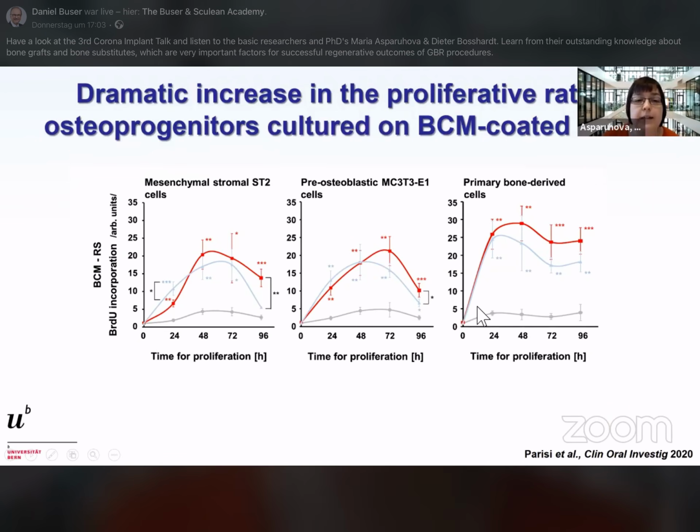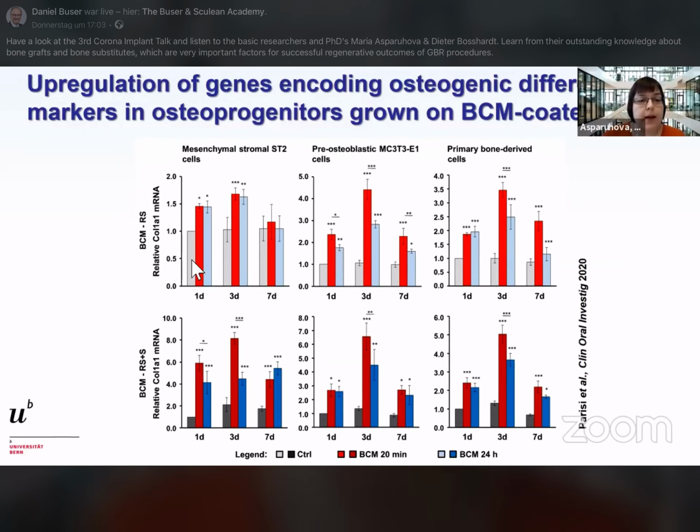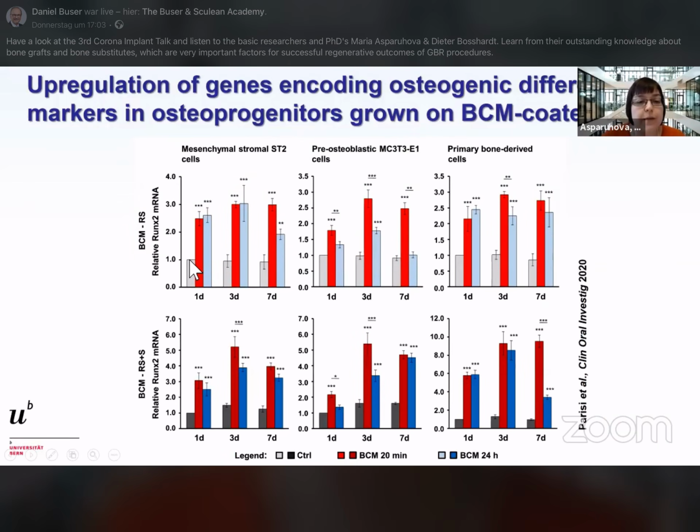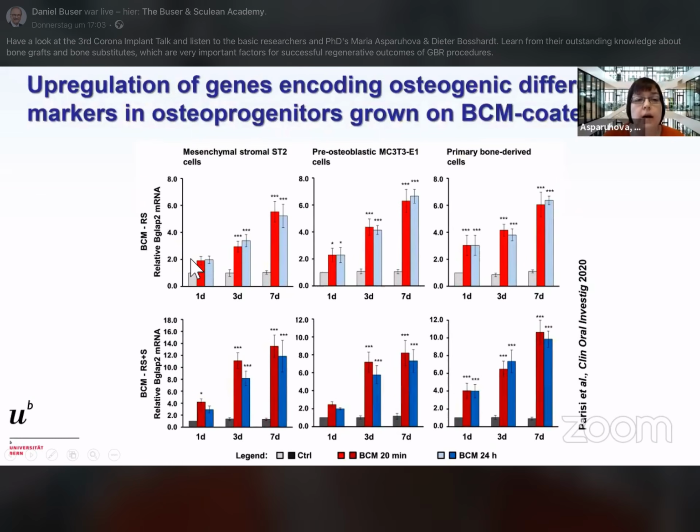Further on, we observed a dramatic increase in the proliferative rates of osteoprogenitors cultured on the BCM-coated DBBM. Next, we investigated the expression of osteogenic differentiation markers and found that all those markers, collagen type 1, RUNX2, alkaline phosphatase, and osteocalcin, were upregulated in cells grown on the BCM-coated DBBM.